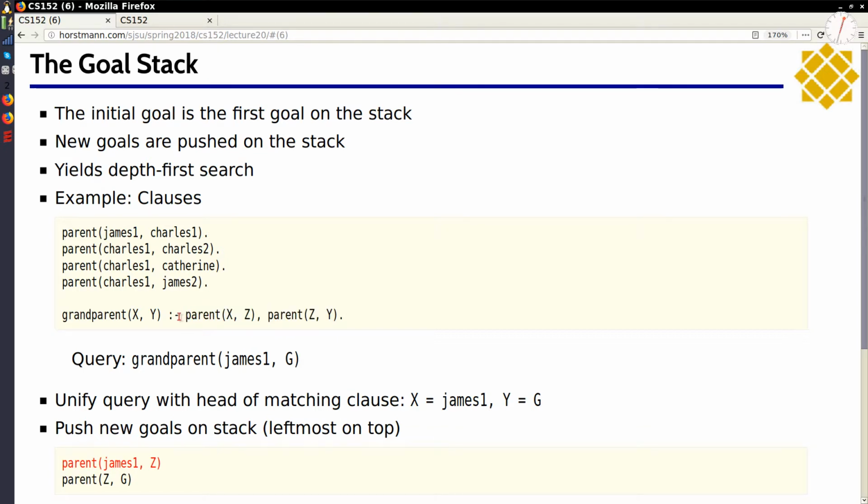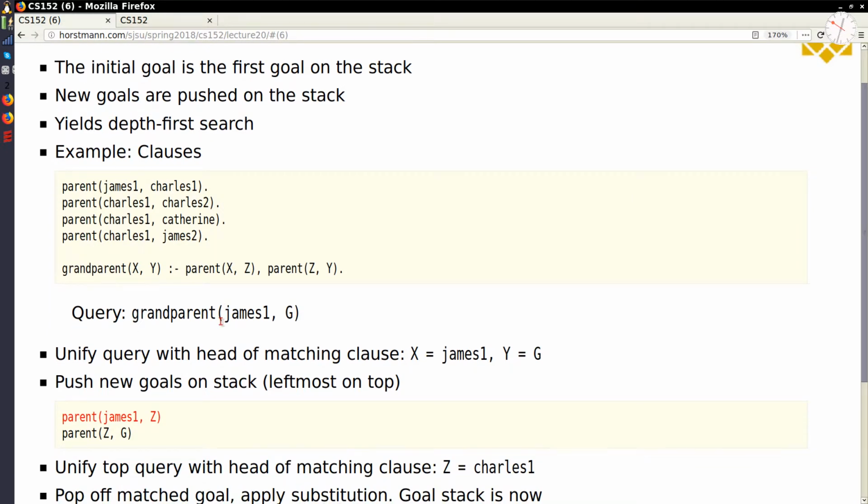Then I get two clauses, parent of James I and z, and parent of z and g. Now I take both of those right-hand sides and push them on the stack, but I push them in reverse order so that I pop off the leftmost one first. That way the leftmost one gets executed more quickly. And so what you in effect get is a depth-first search. Because in the end, this parent here may push other things on the stack, and the very first thing that it pushes gets popped off and gets solved. And so you get the smaller goals done first. That's what depth first means.